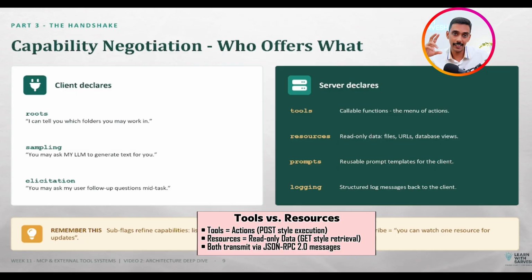Tools are actions, just like the POST method. Resources are the read-only data, like the GET method. But both travel over what? The JSON-RPC messages, be it the tools or the resources which I mentioned.